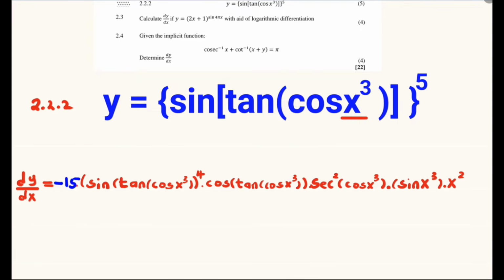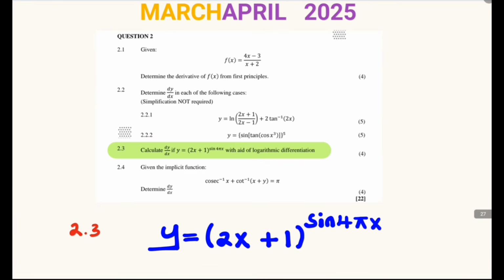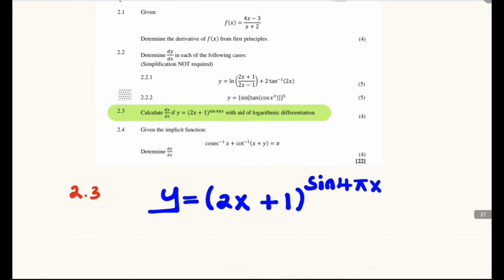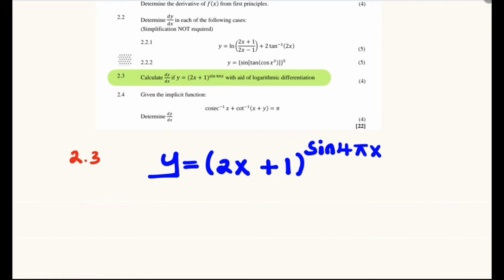Moving on to question 2.3, we have to differentiate the following function using logarithmic laws. And the logarithmic law that we are going to use states that if we have the ln or the log of a raised to the power b, this is equal to b multiplied by the ln of a.